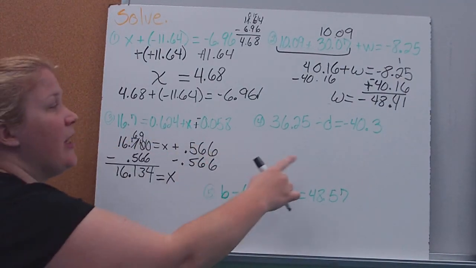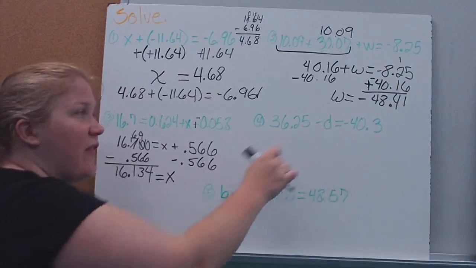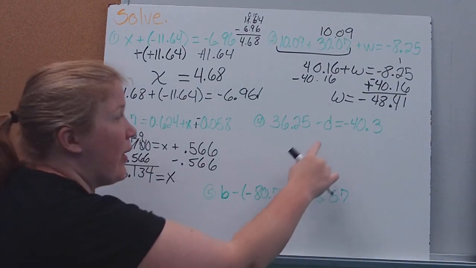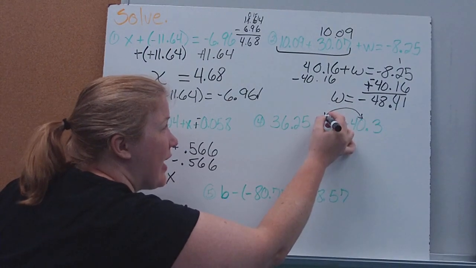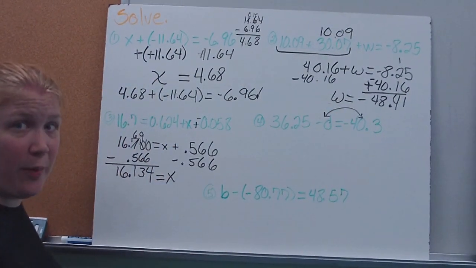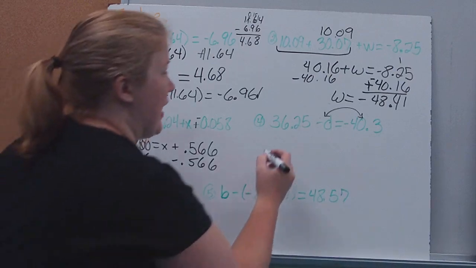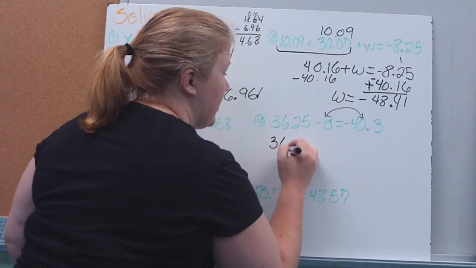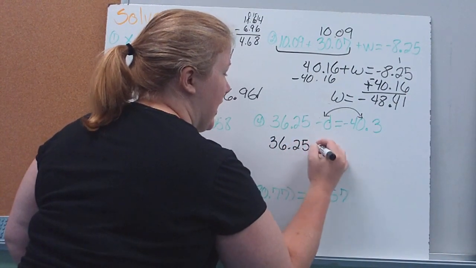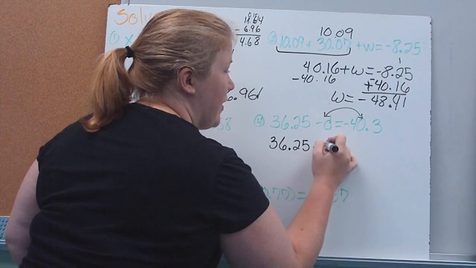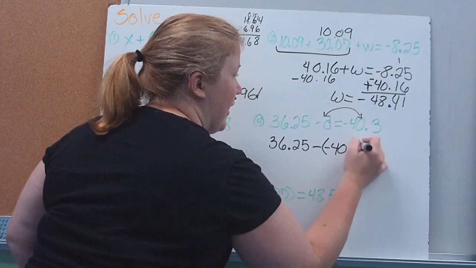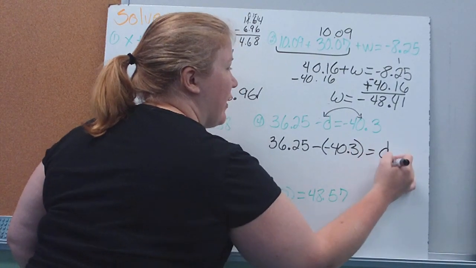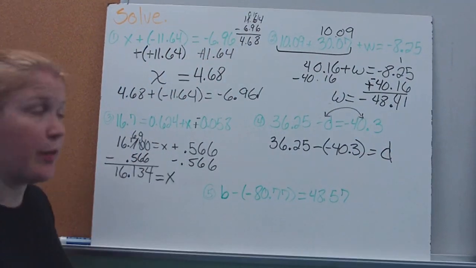All right. Here, what you'll notice is we're subtracting the variable. So remember, when we have our variable in this second spot, my fact families tell me that I can flip-flop these two numbers and still have a true statement. So what we want to do to solve this is simply take 36.25, subtract negative 40.3, and that will give me my value for my variable d.